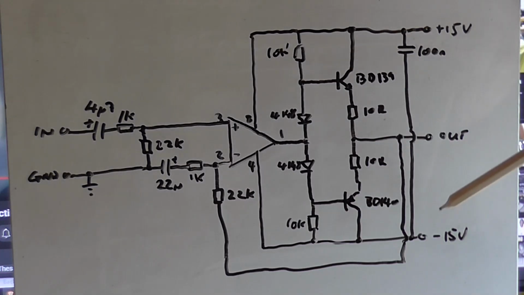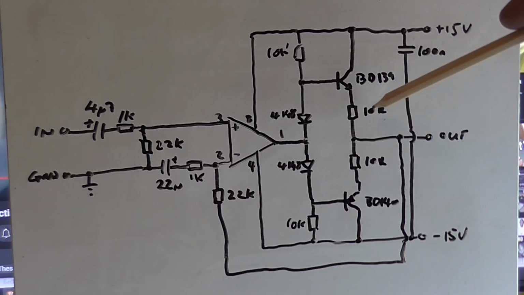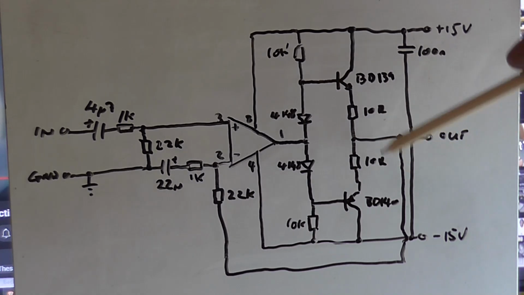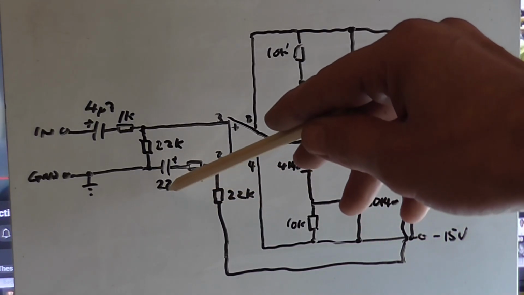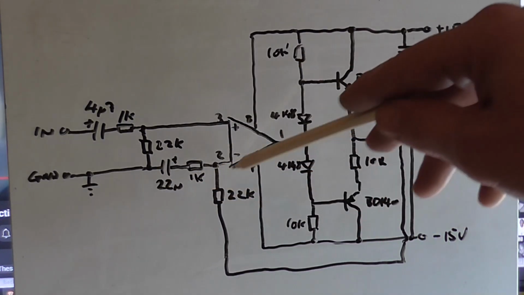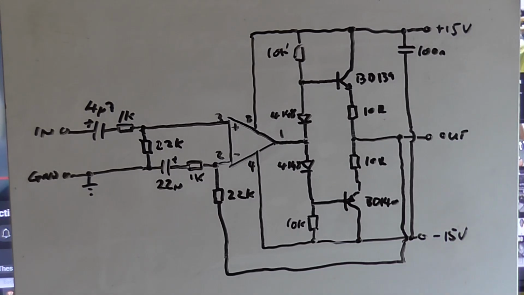So this is an emitter follower amplifier, and it's got two 10 ohm resistors as degeneration resistors in the emitters before it forms the output. The output is then fed back in through this 22K resistor, 1K and 22 microfarad capacitor to the ground to pin 2. And that's the negative feedback line, and that gives us a gain of 23. Now you may be wondering, why is the gain so high? Well, it's so that you can drive a higher impedance load, such as 600 ohms, for instance. Not that many people have 600 ohm headphones.